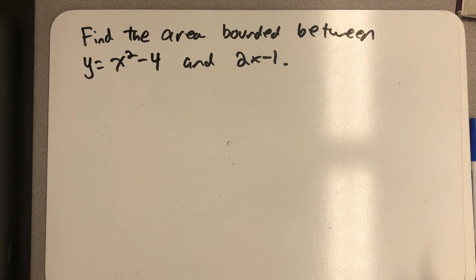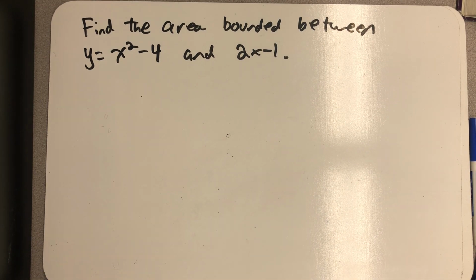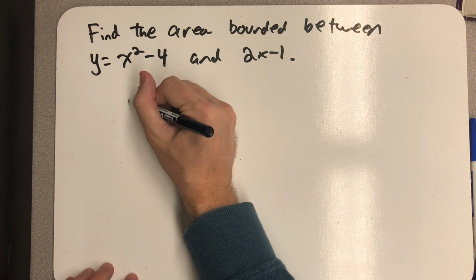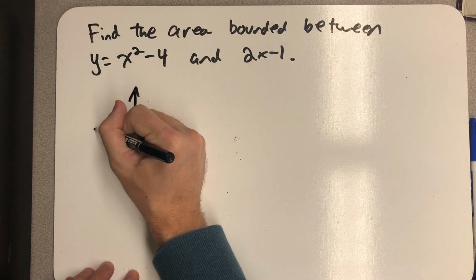I want to continue our conversation about double integration, but I want to start with an area problem that we can actually handle using a method we learned in Calc 2. Find the area bounded between y equals x squared minus 4 and y equals 2x minus 1. Let's start by sketching the region.